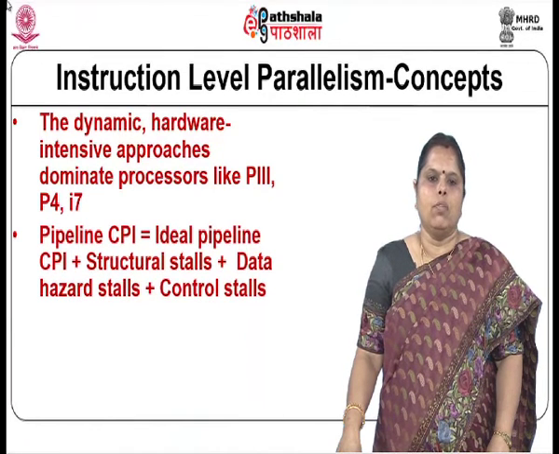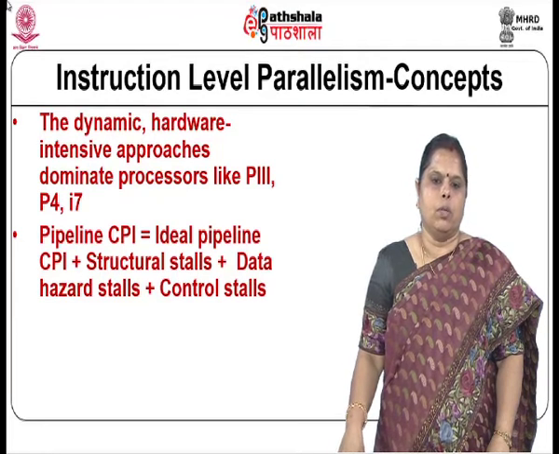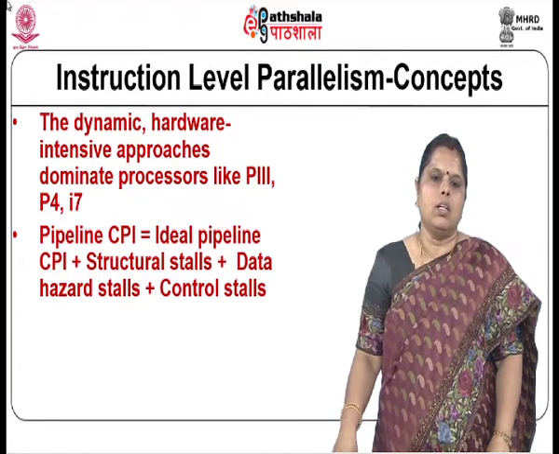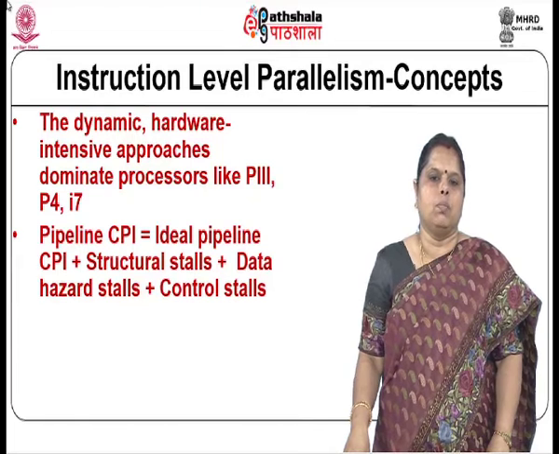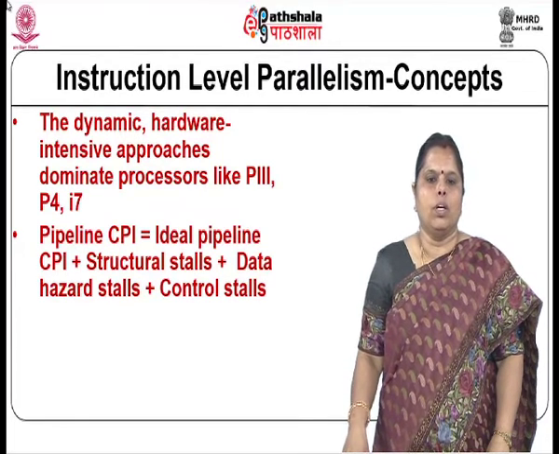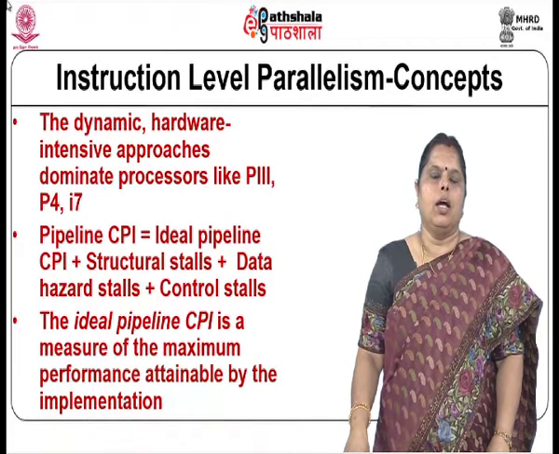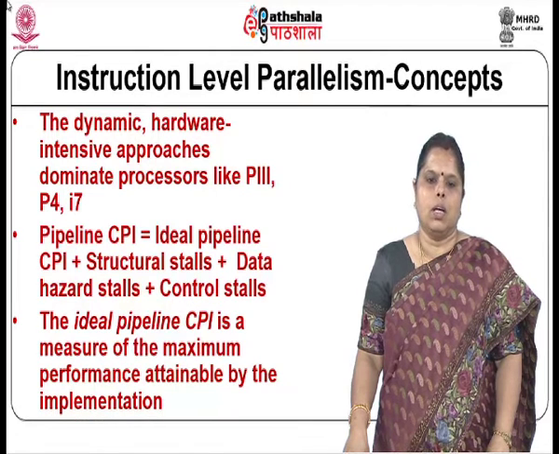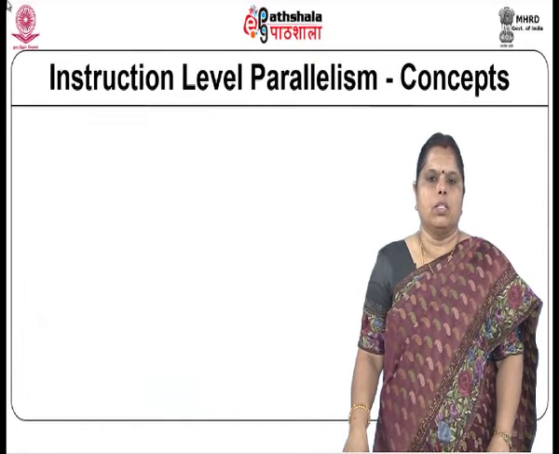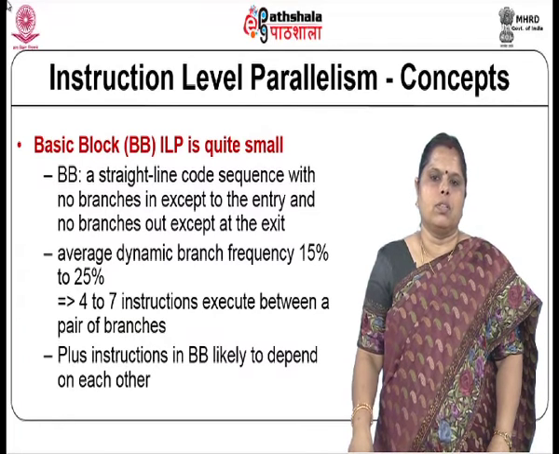And we know that the pipeline CPI is the ideal CPI for the pipeline plus all the hazards that might increase the pipeline's CPI. So you have the structural hazards, the data hazards, and the control hazards that might increase your pipeline CPI. And the ideal pipeline CPI is a measure of the maximum performance that is attainable by the implementation.